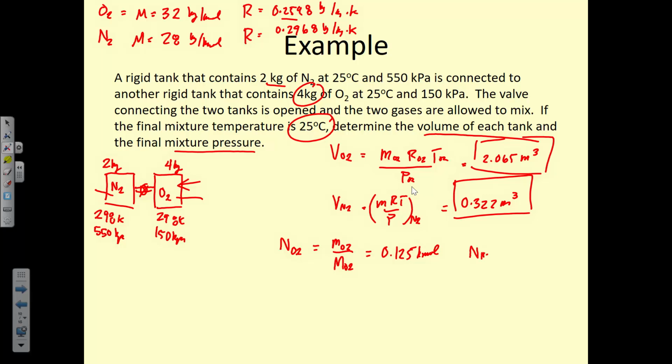And we find that the molar number of nitrogen is equal to the mass of the nitrogen divided by the molar mass of the nitrogen, and that is 0.0714 kilomoles.